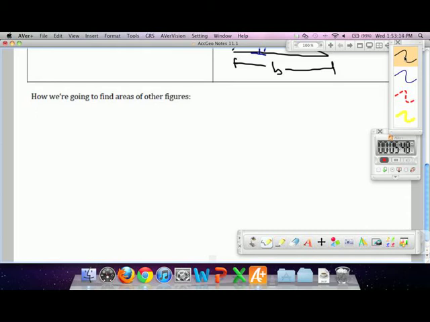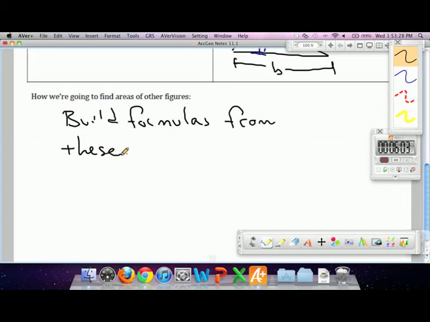In order to find formulas for the areas of other figures, we're going to build our formulas. Everything that we do in this chapter is going to come from those basic things: the formula for a square, the formula for a rectangle, the formula for a triangle. We're going to build our new formulas, say for the parallelogram today, off of our knowledge of those ideas.